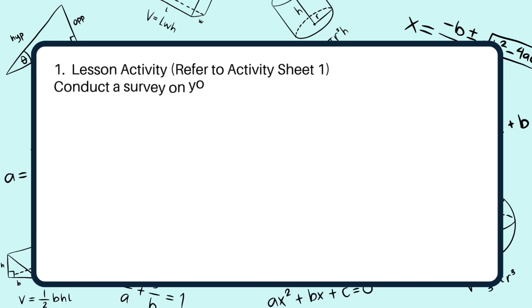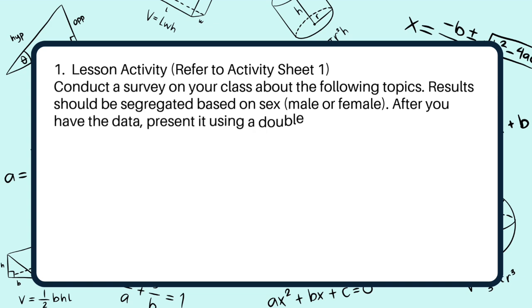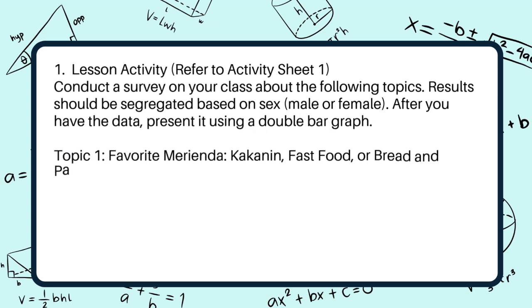Okay, so for day 2, we have lesson activity. So okay, you're going to refer to your activity sheet 1. You're going to conduct a survey on your class about the following topics. Now, results should be segregated based on sex, okay, by male or female. And then after you have the data, present it using the double bar graph.